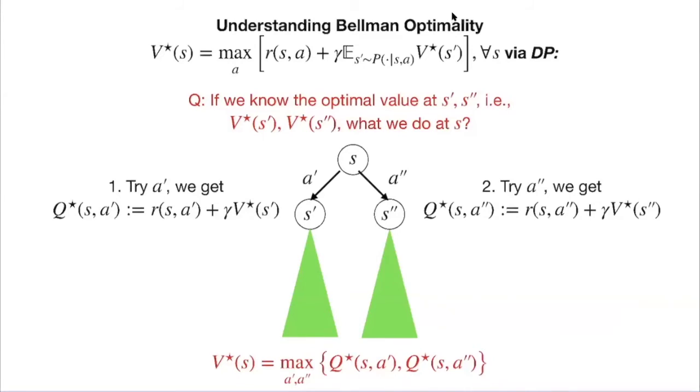Okay, let me pause a second to see if you have questions about this intuition. And here, I draw this picture for deterministic transition, but you should go ahead and try drawing some pictures for stochastic transition. For instance, if you take A prime, you have like 0.9 probability of going to S prime, and the rest of the probability going to S double prime.